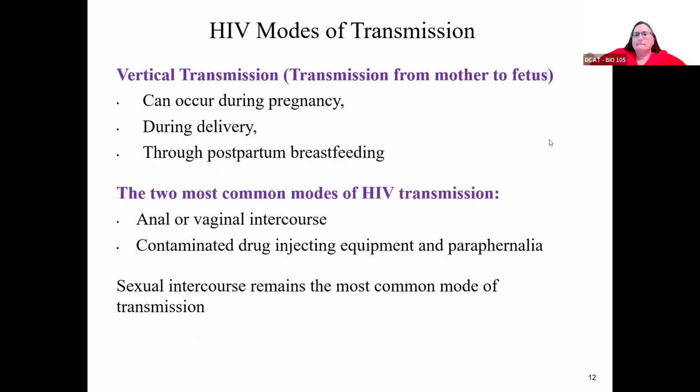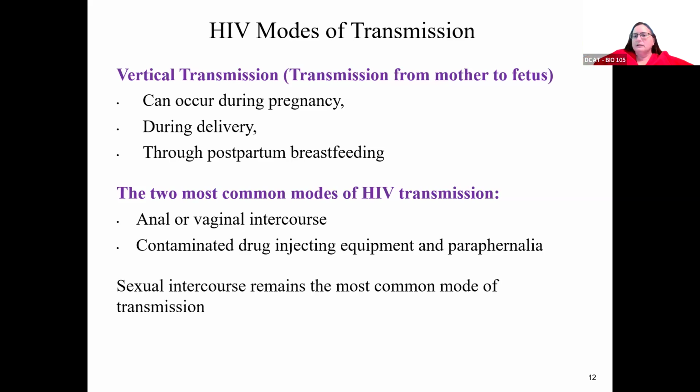So let's talk about vertical transmission. Okay, so when we talk about vertical transmission, that is transmission from the mother to the baby. Okay, and so vertical transmission can occur during pregnancy. Okay, because think about the mother and the baby, the baby's blood is mixing, right? And if the mother's blood has HIV, then the baby can be HIV positive.